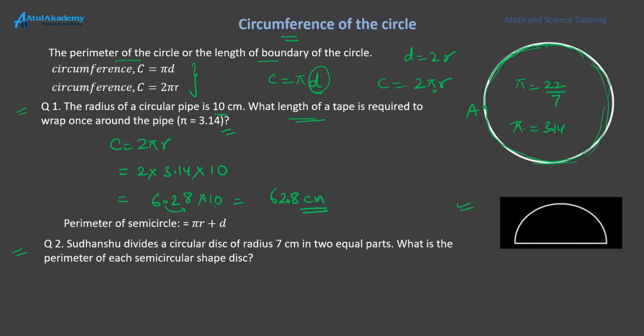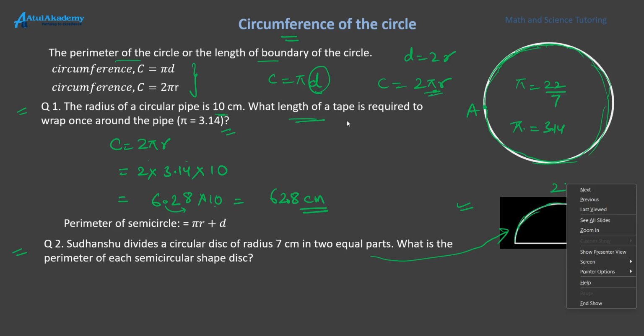Okay, so Sudhanshu has divided the circular disc into two equal parts. What is the perimeter of this shape? Semicircular shape disc. So here you see complete circumference is 2 pi r. If I half it, so only this curved part circumference will become pi r, not 2 pi r.